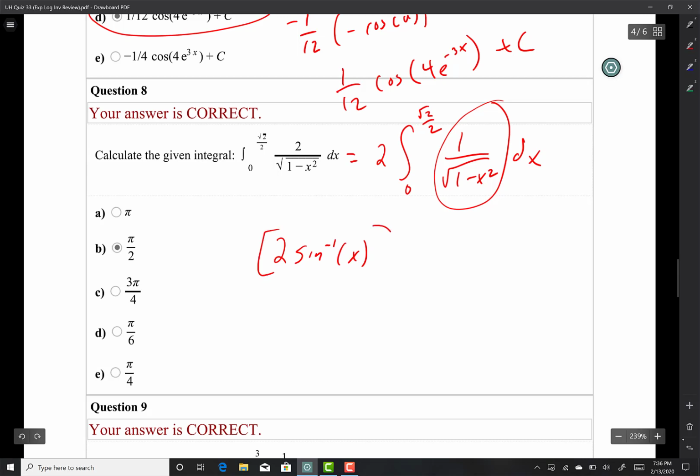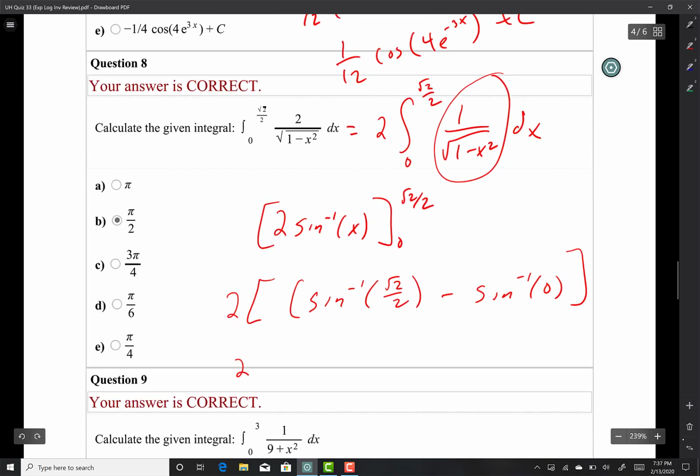I'm going to evaluate this from 0 to the square root of 2 over 2. I'm going to leave the 2 factored out. So there it is. Giant parenthesis. Arc sine of square root of 2 over 2 minus arc sine of 0. So here we go. 2 times arc sine of square root of 2 over 2 is pi over 4. Minus arc sine of 0 is 0. Well, 2 times pi over 4 is pi over 2.